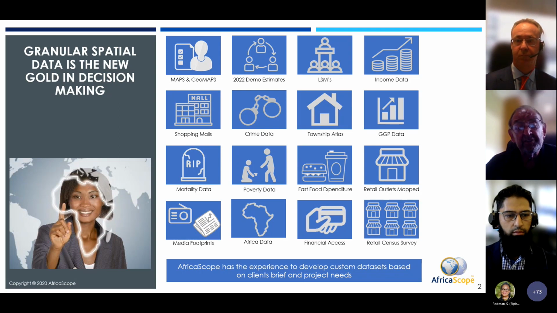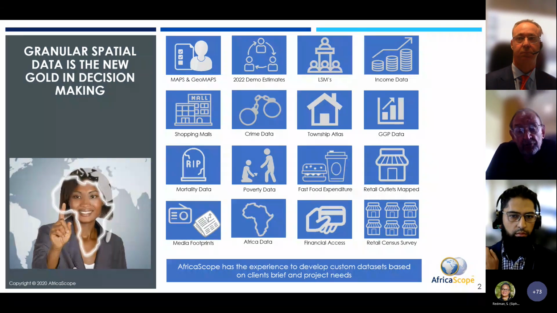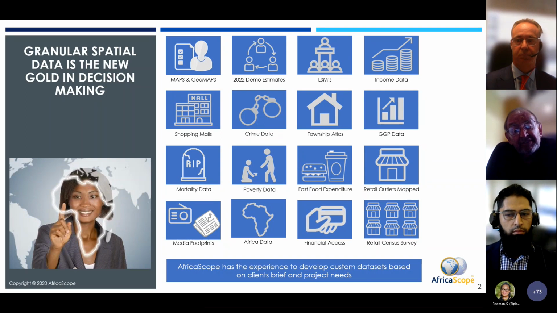The living standards measures give us an indication of the wealth and poverty of our population and where they live. Income data, we have shopping malls and their trade areas, and we'll talk a bit about that. We have crime data down to a police station level, so we can understand the levels of crime at a very local level. Then we have our Township Atlas product, our gross geographic product, which gives us an indication of economic development, again at a very local level.